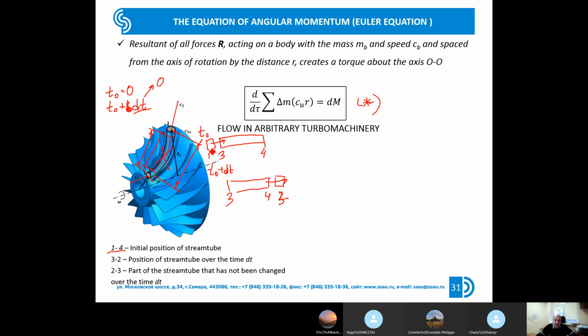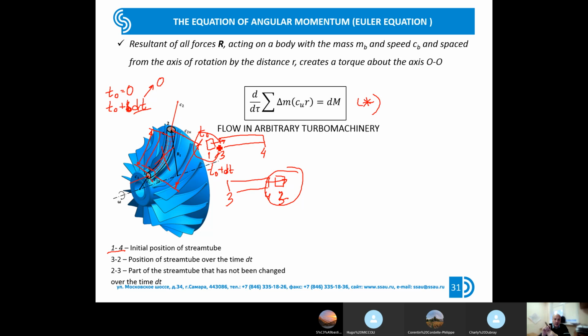So that's why this equation could be right only for this element and only for this element. But if we look carefully at the first element, the inlet element, we can say that at the first time period it will be present. At the time period t0 plus dt, it disappears.